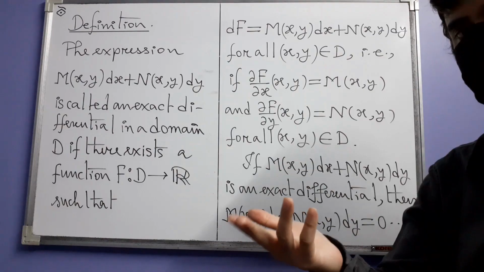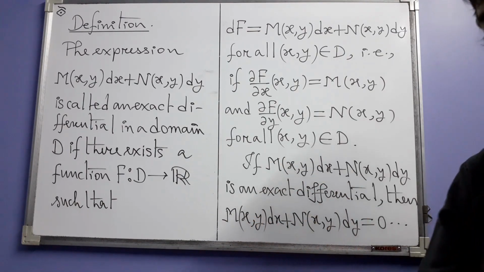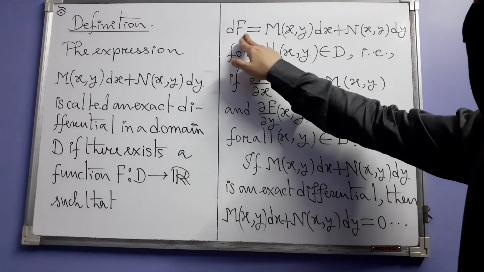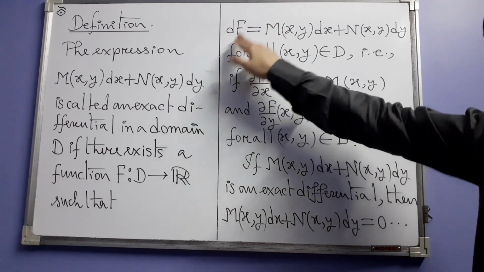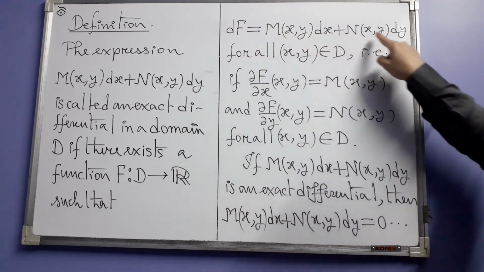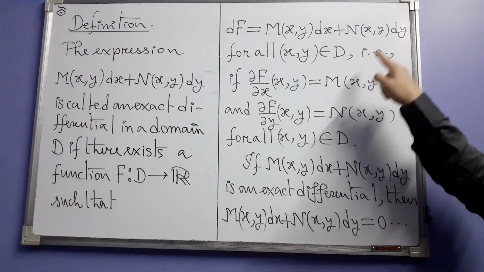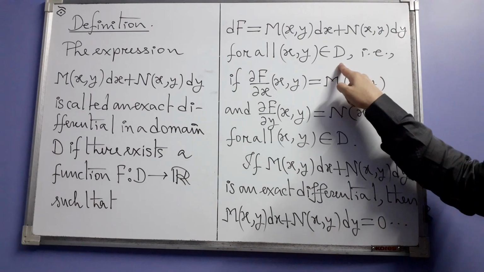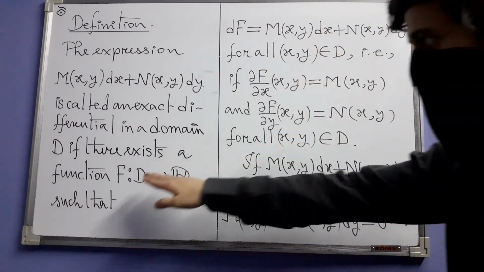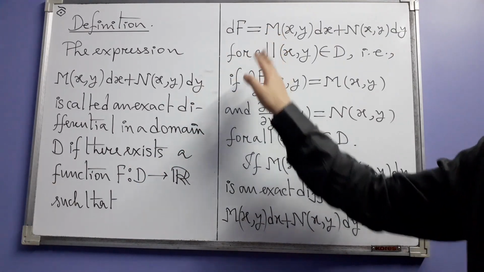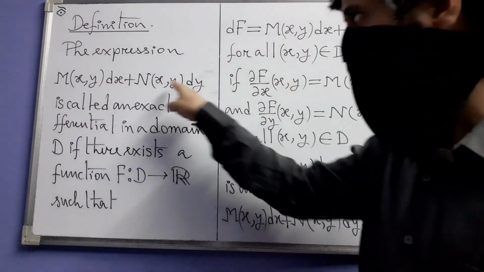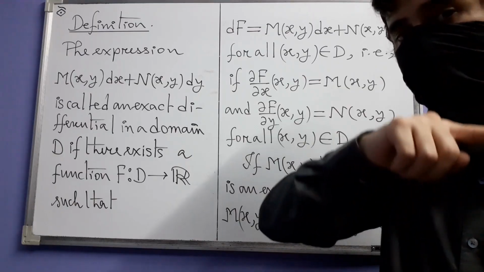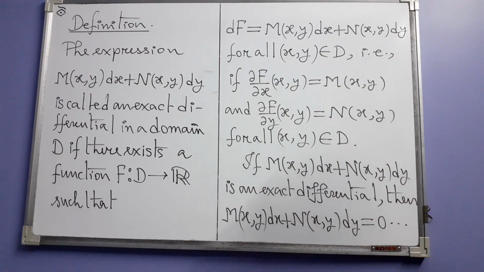So that means f satisfies all those conditions. The two partial derivatives exist in D, they are continuous in D, such that the total differential of f equals this expression for all (x, y) belonging to D. If such an f exists, then we will say that this expression is an exact differential in that domain D.